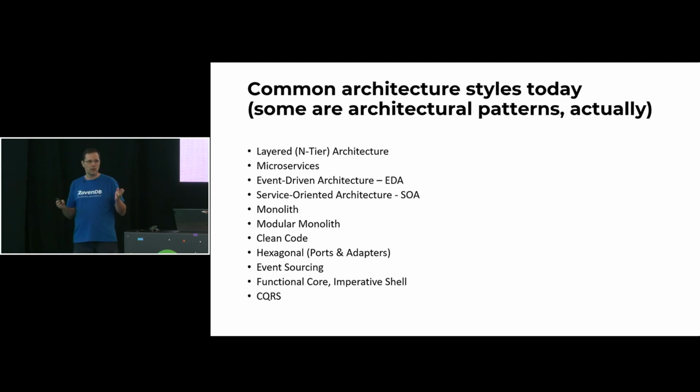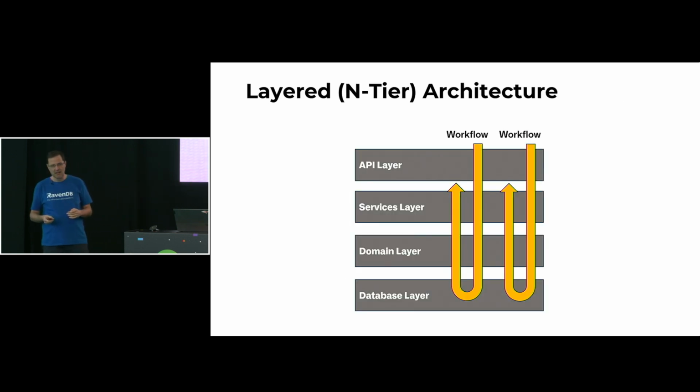How many of you find layered N-tier architecture your favorite programming style? A couple of hands? Well, here is how it looks. N-tier architecture: the yellow arrow is the flow of the execution. It comes to the API layer. Then you have the services layer, the domain layer. You save it to the database and respond back. This is how it started.